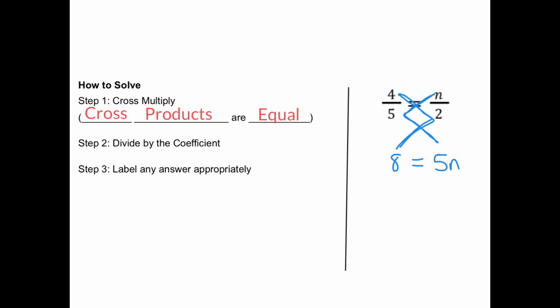The second step is to divide by the coefficient, so the number in front of the variable, in this case, is 5. So we're going to divide both sides by 5, and we will end up with a decimal answer of 1.6. The final step is to just label any answer appropriately. That's going to be more important as we get into the real-world examples. There is no label on this, n just equals 1.6.